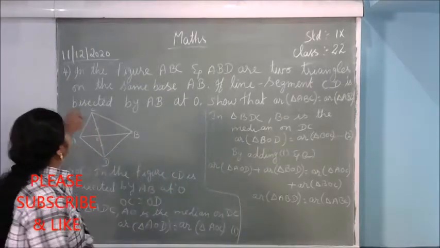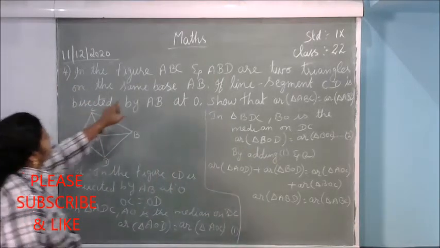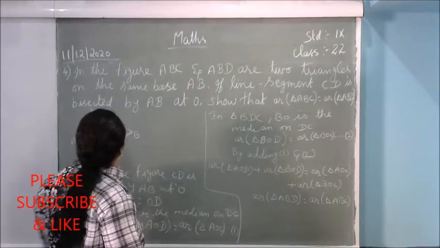Now the fourth sum is in the given figure. In this given figure, ABC and ABD.